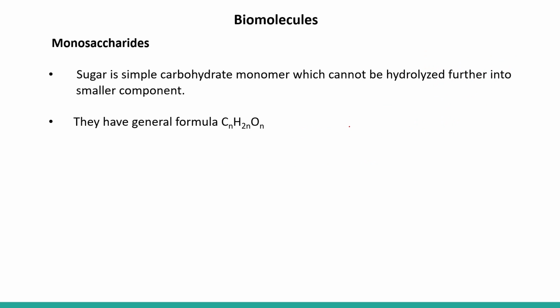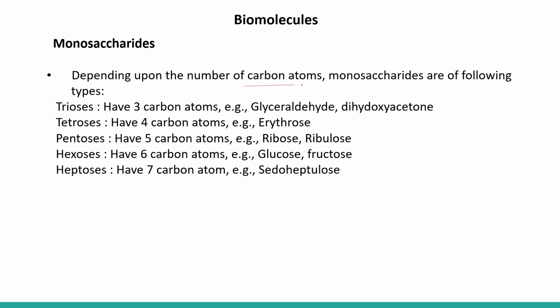So we know that carbohydrates are present in the form of monomer as well as polymer. So we will study about monosaccharides, that is monomers. A monosaccharide is a simple carbohydrate monomer which cannot be hydrolyzed further, because this is the simplest form and cannot be converted into a simpler form. They have a general formula CnH2nOn. Depending upon the number of carbon atoms, monosaccharides are of the following types.